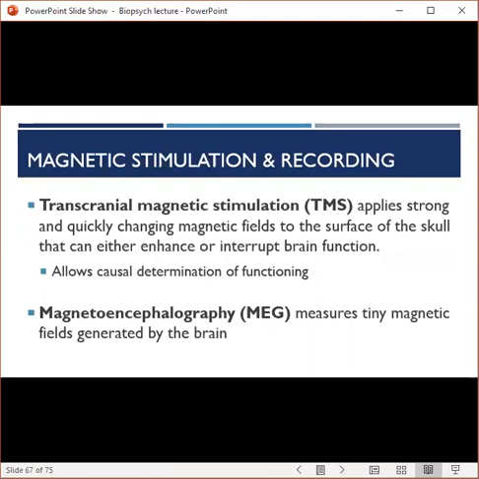Magnetoencephalography, or MEG, measures tiny magnetic fields generated by the brain. The strength of the MEG is that it's able to track brain changes over extremely small time intervals, in contrast to the PET and fMRI scans, which measure change from second to second. MEG measures activity changes by millisecond.